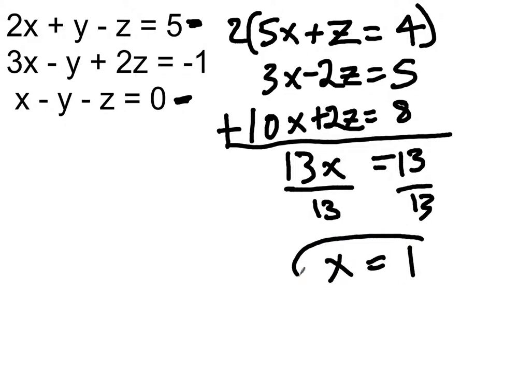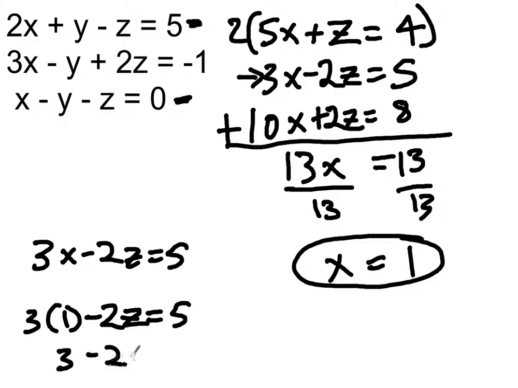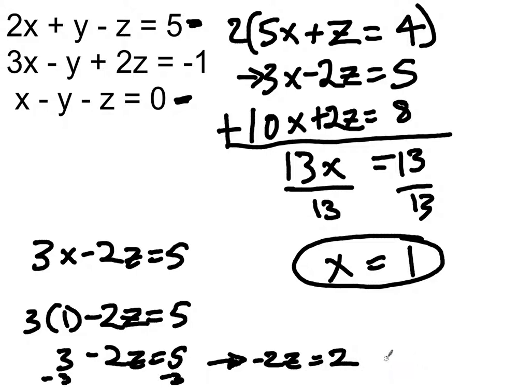So now I have solved for the x portion. Now I've got to find out what z is. I'm going to plug this x equals 1 back up into either of these 2 equations. I'll just use this one. So 3x minus 2z equals 5. So 3 times 1 minus 2z equals 5, which gives me 3 minus 2z equals 5. If I subtract 3 from both sides, I get minus 2z is equal to 2. Divide by negative 2, and I get z equals negative 1.